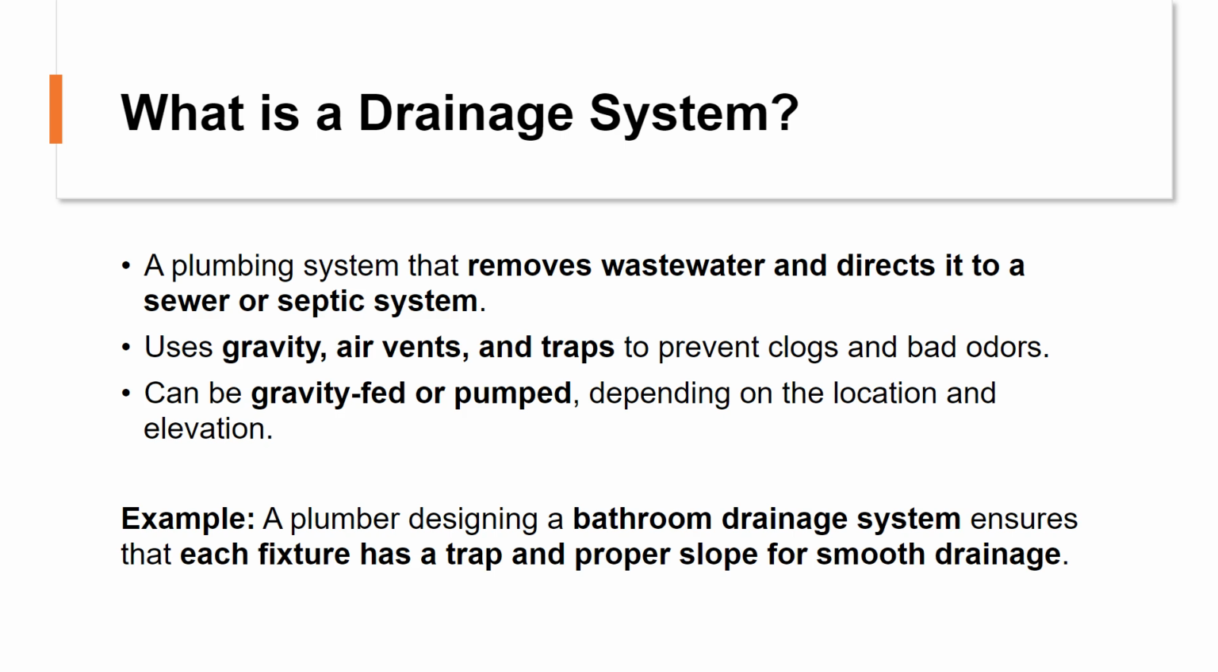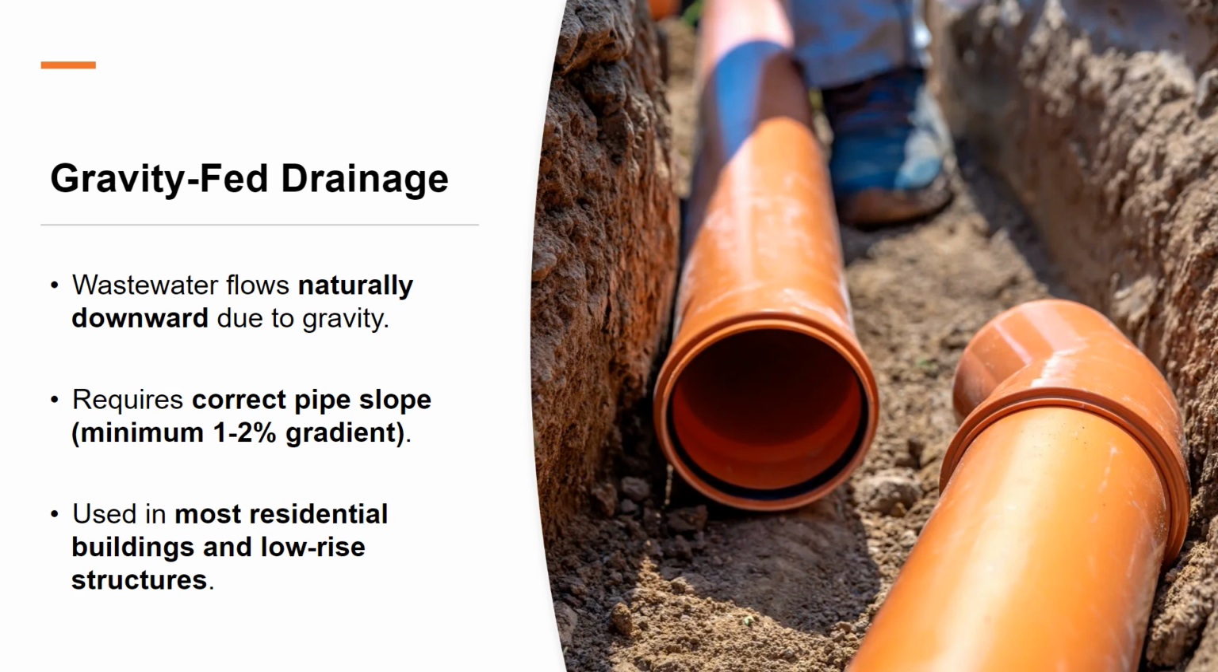Every toilet flushed, every hand washed, every dish rinsed, all of it depends on a drainage system that works quietly, efficiently, and constantly. So don't underestimate this part of the job. Because if water supply brings life, drainage protects it, and in this module, you'll learn exactly how to build it right. The most common type of drainage system, and the most natural, is gravity-fed drainage.